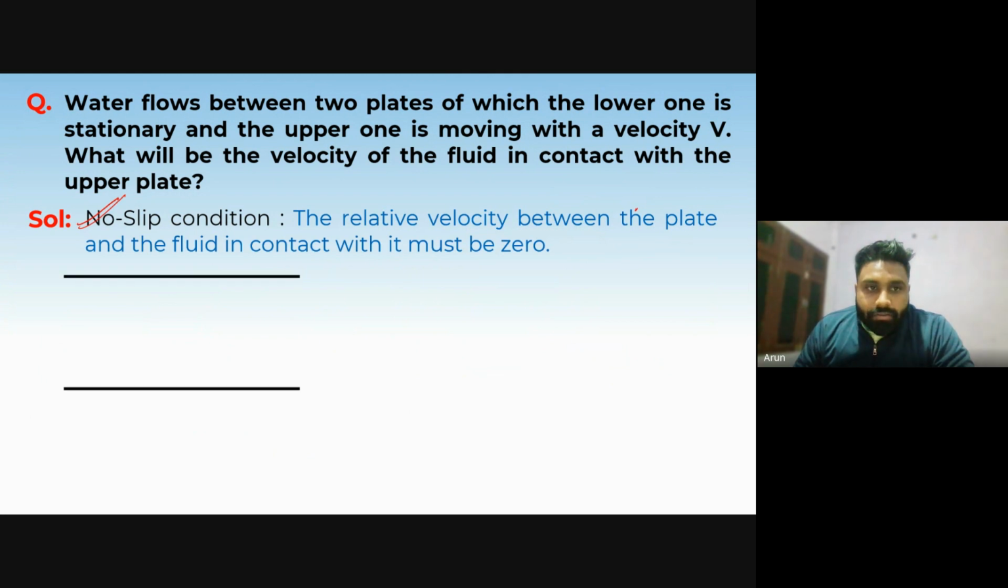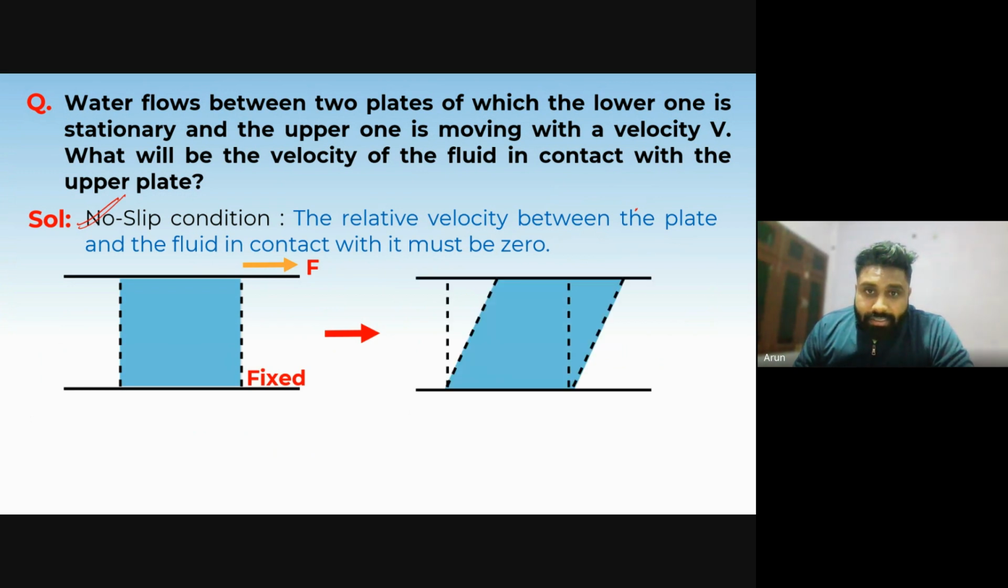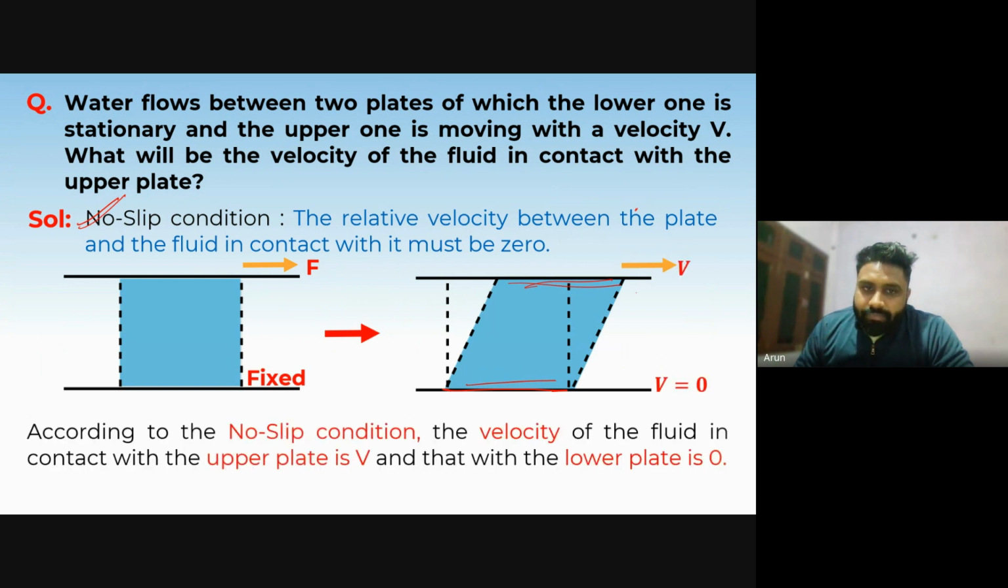Now, these are the two layers. This is the liquid we have filled. This is fixed and this is moving with a certain velocity. Now what will happen? The liquid will shift like this because this layer is not moving, but this one is moving, and this plate is also moving. So what will happen here? According to the no slip condition, what is the condition? That the relative velocity between the plate and the liquid is 0.